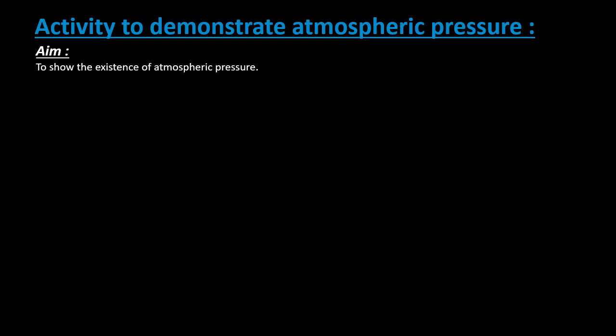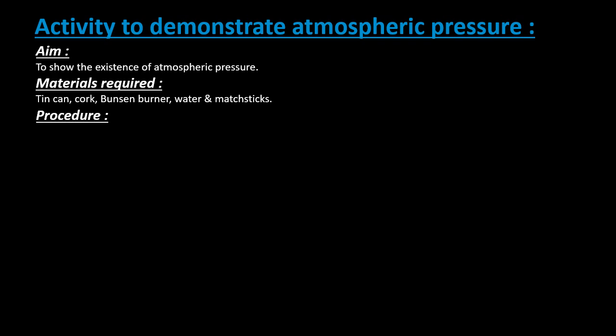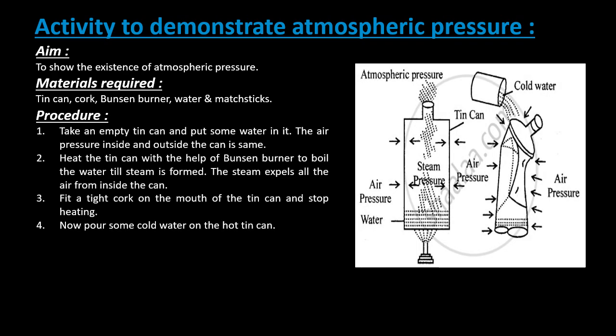Now here is a simple activity to demonstrate atmospheric pressure. For this, we require a tin can, cork, Bunsen burner, water, and matchsticks. We first take an empty tin can and put some water in it. The air pressure inside and outside the can is the same. We heat the tin can with the help of a Bunsen burner to boil the water till the steam is formed. The steam expels all the air from inside the can. We then fit a tight cork on the mouth of the tin can and stop heating. At the end, we pour some cold water on the hot tin can.